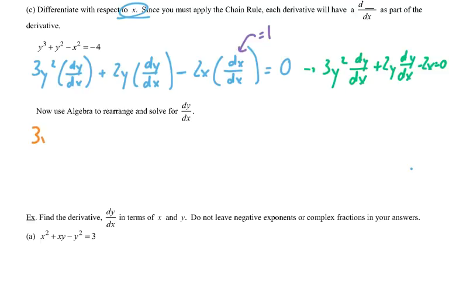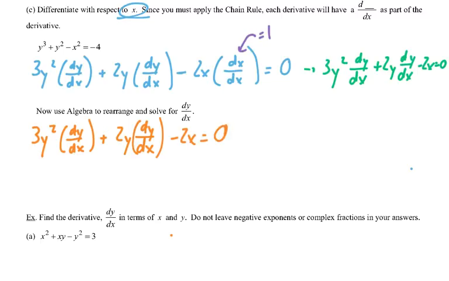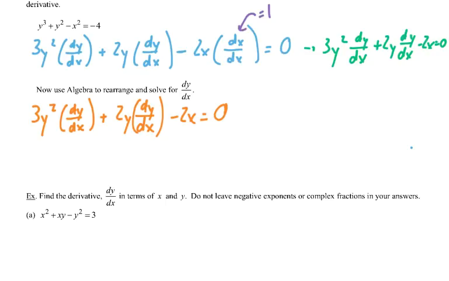If I have 3y squared plus 2y, oops, sorry, I did not put my dy dx there. 3y squared dy dx plus 2y dy dx minus 2x equals 0. I want to solve for dy dx. Now, this whole process is going to test your algebra skills. So if you are weak on your algebra, I expect to see you in tutorials regularly. If you're strong in your algebra, hopefully the process will make sense.